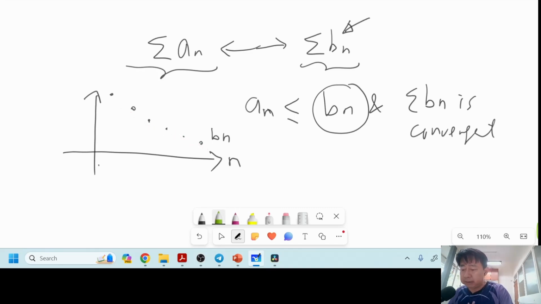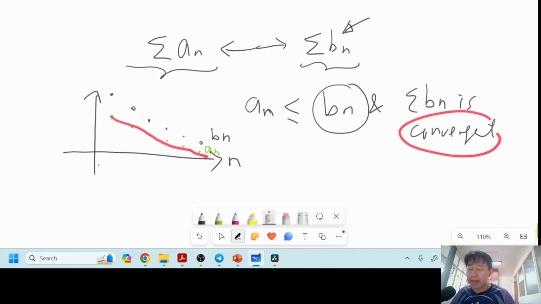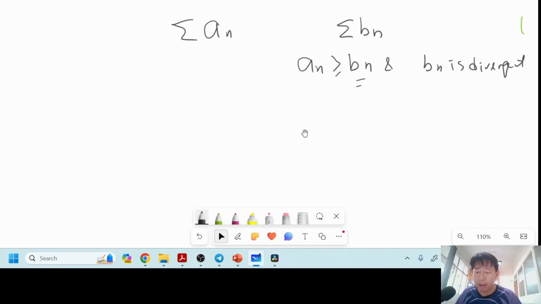An, if it is term by term smaller than the Bn, which I now represent as a green dot, then by looking at this graph, you could intuitively see that if the Bn is sitting on top of all the terms of An, and furthermore, if the Bn series is convergent, then all the points lying below Bn should also be convergent.